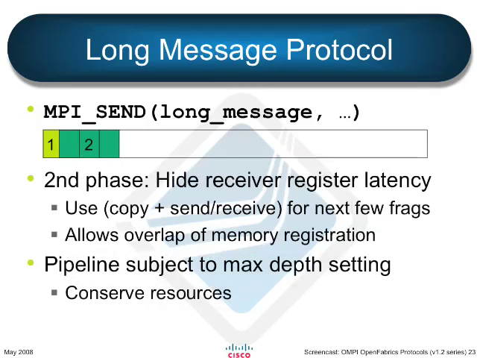In phase 2, the receiver is starting to register the buffers to receive the rest of the message, and that takes a little bit of time. So what we do to hide that is we start using send-receive semantics into pre-registered buffers on the sender, right? So we send a few more fragments, these green phase 2 fragments, to cover up the latency while the receiver is preparing to receive the rest of the message. And we do have pipeline protocols, and it's subject to a max depth setting, and you can do some nice tricks about conserving your resources and whatnot.